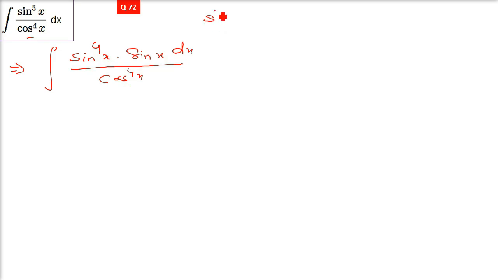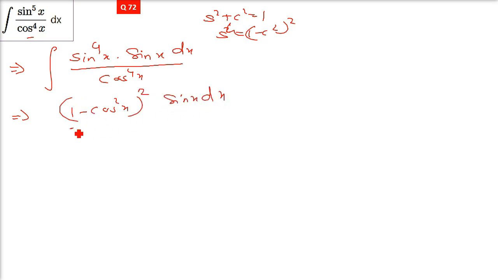So what to do with this sine 4x? Sin square x plus cos square x equals to 1. Sin square will be equal to 1 minus cos square. So power 4 is 1 minus cos square, whole square. So this sin raised 4x will be 1 minus cos square x, whole square. So sin x dx remains there, cos raised 4x in the denominator. Now if you want, you can separate them out, that also you can do.